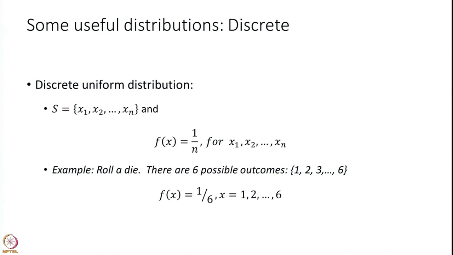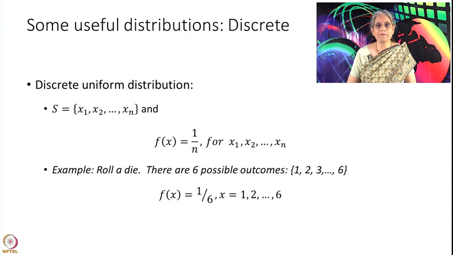The first distribution that we would like to talk about is the discrete uniform distribution. This is the simplest of the distributions. If you are rolling a die, then we all know that there are 6 possible outcomes, and if the die is fair, then the probability of any outcome occurring, whether it turns up face 2, face 3 or face 4, whatever, is 1 over 6.